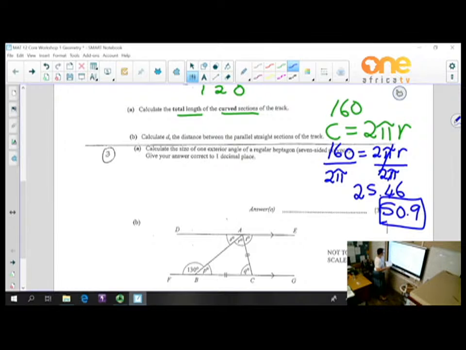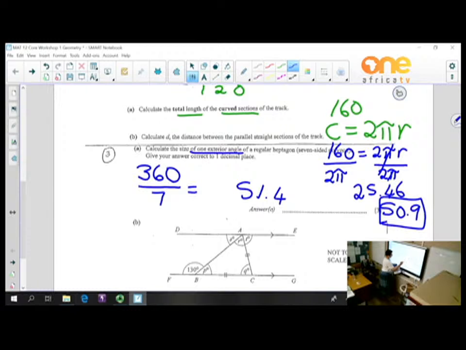Number 3. Calculate the size of one exterior angle of a heptagon, giving your answer to 1 decimal place. Now for all polygons, the exterior angles add up to 360 degrees. A heptagon is a 7-sided shape, so we just divide the exterior angles by 7, and it is then 360 divided by 7, and the answer is 51.4.